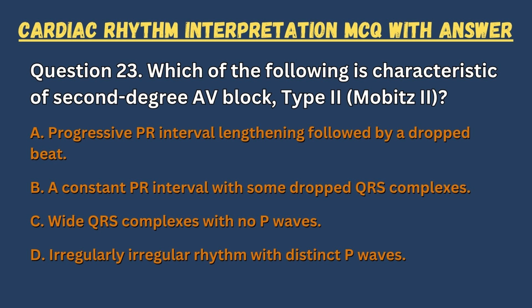Question 23. Which of the following is characteristic of second-degree AV block, type 2, Mobitz 2? A. Progressive PR interval lengthening, followed by a dropped beat. B. A constant PR interval, with some dropped QRS complexes. C. Wide QRS complexes with no P waves. D. Irregular rhythm with distinct P waves.